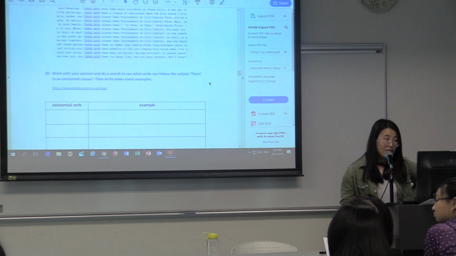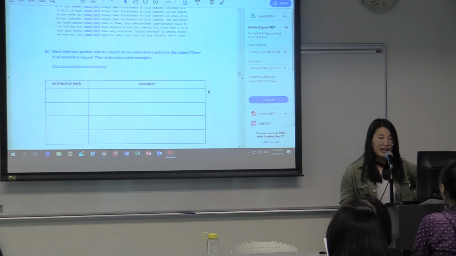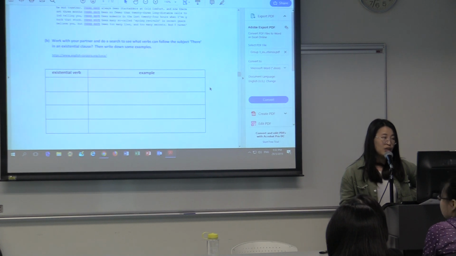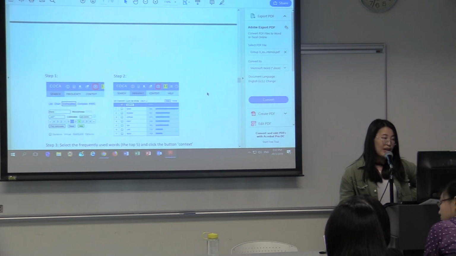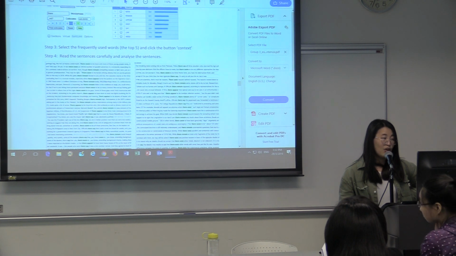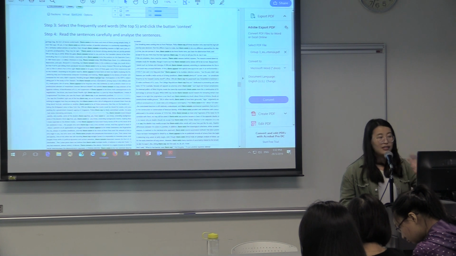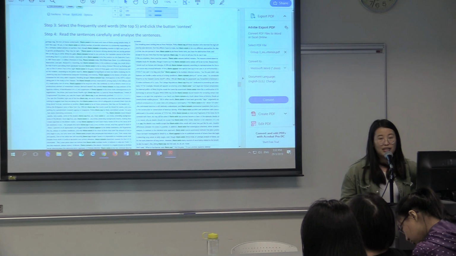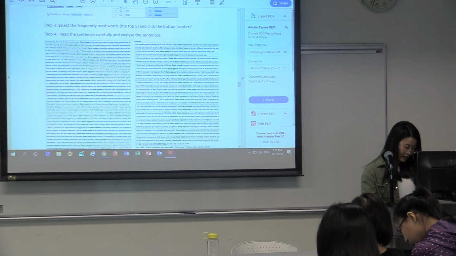And since we discovered our students want to add some verb after "there", we will guide them how to use the corpus to search for some existential verbs. So they can follow steps 1, 2, 3, and then they will get a list of concordance lines here. But they have to analyze each sentence to see whether they are existential sentences or not.